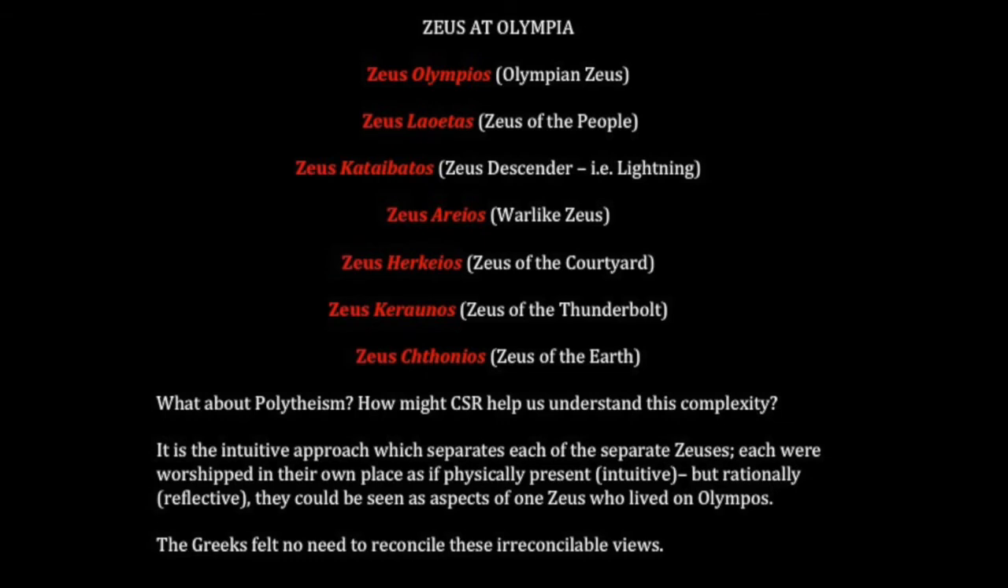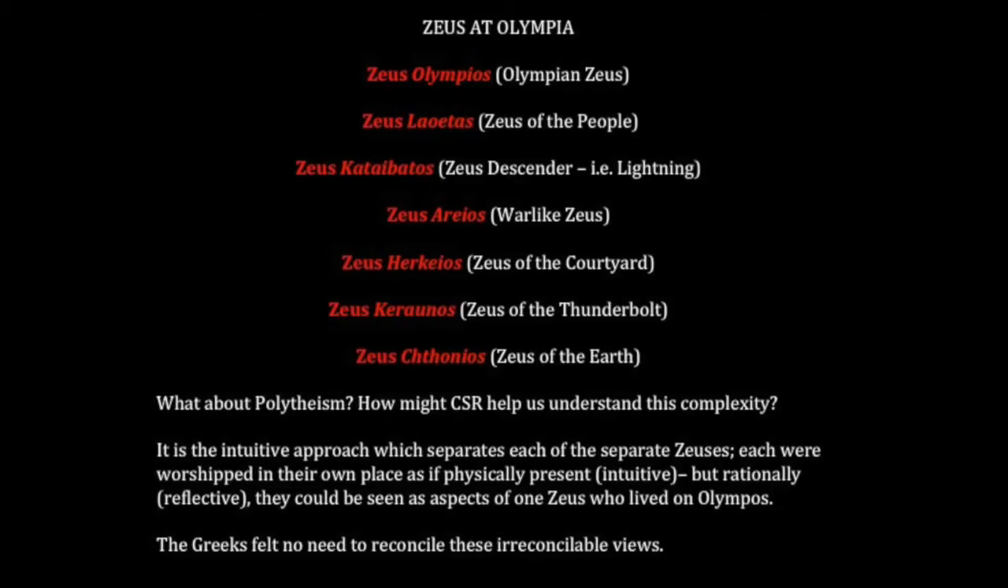So when you look at Olympia, for example, there's a really good book. If you look at Pausanias's description, he describes how the people of Elis sacrifice at Olympia and in which order they do it and which altars they go to first. So there's an Olympian Zeus, a Zeus of the people, a Zeus Katabatos, Descender, the lightning, Areos, warlike Zeus, Chaos, the courtyard, Keraunos of the thunderbolt, Chthonios of the earth. And each of these are treated as if they're separate deities. Each of them are given their own sacrifice in a certain order, in a different place. So each of these different epithets has his own altar. You cannot sacrifice to Zeus Keraunos on the altar of Zeus Olympios, for example.